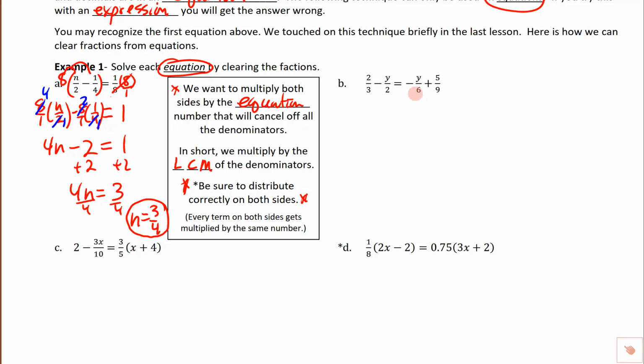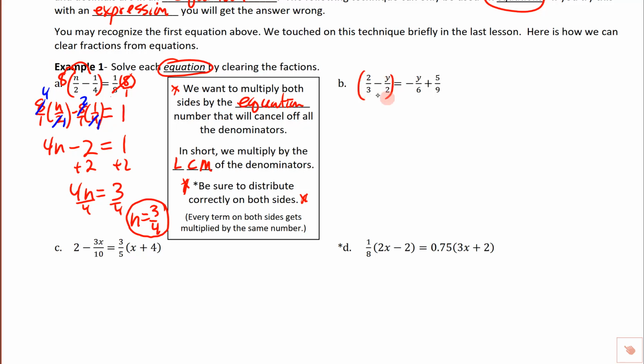What's the smallest number we could multiply by that will cancel off a 3, a 2, a 6, and a 9? Well, a little hint here is to start with the biggest one. If it's not that one, go with the first multiple of that. So this would be 9, then 18, then 27, then 36, and so forth. Well, if we stop at 18, would 18 cancel off a 9? Sure it would. Would it cancel off a 6? Yes, it would. And would it cancel off a 3 and a 2?